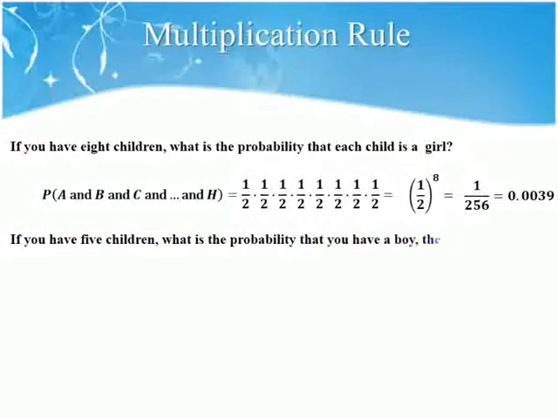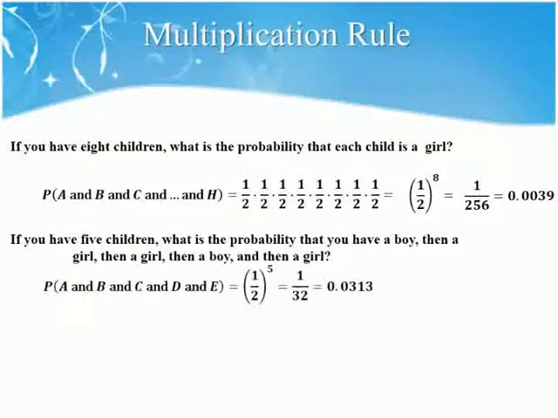If you have 5 children, what's the probability that you have a boy, and then a girl, then a girl, then a boy, and then a girl? Well, the idea is the same. In this case, we consider 5 separate events, but again, having children is independent from having any previous children. So the probability of having a boy is 1/2, the probability of then having a girl is 1/2, etc., 5 times. So we just have to calculate 1/2 to the 5th power. And that is 1 out of 32, or a 0.0313 probability of having a boy, then a girl, then a girl, then a boy, and then a girl.